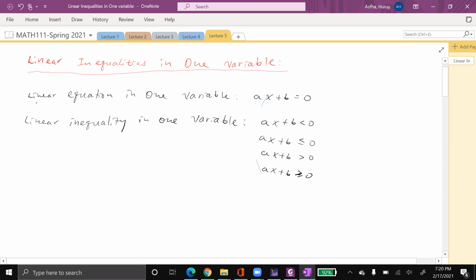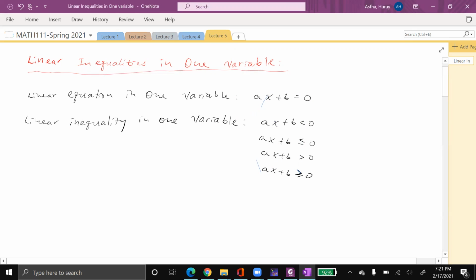Okay, so from our last lectures, we have seen a linear equation in one variable, and it's given in the form of ax plus b, where a and b are real numbers, equals 0. And a linear inequality in one variable is just when we change this equality by an inequality, and that inequality could be less than or equal to, greater than or equal to. So these are what we call linear inequalities in one variable.